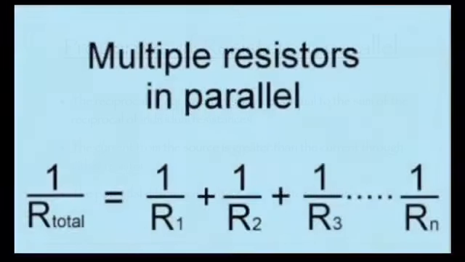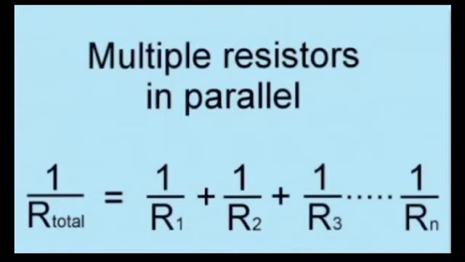To find the equivalent resistance in the parallel arrangement, we can do it by reciprocal. The first property is: 1 by R total, where R total means the equivalent resistance, is equal to 1 by R1 plus 1 by R2 plus 1 by R3, in this way. However many resistances there are, you just go on adding in a reciprocal way.